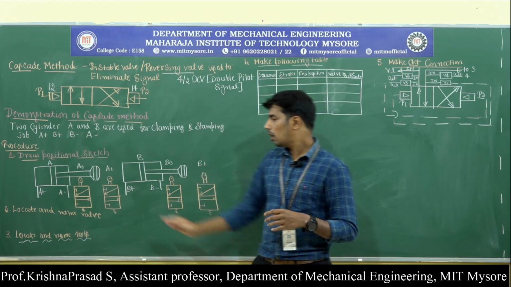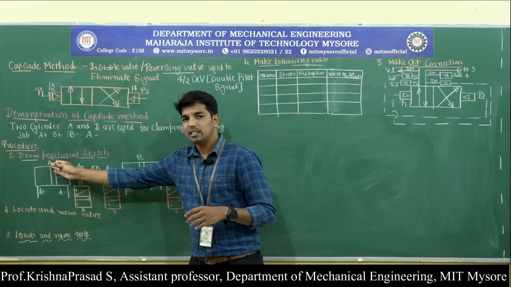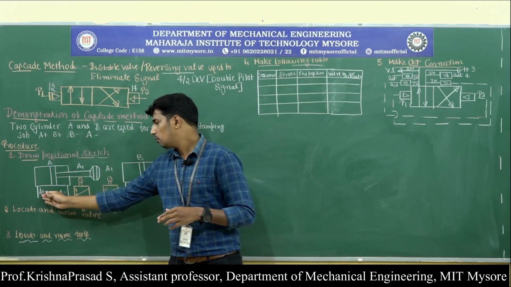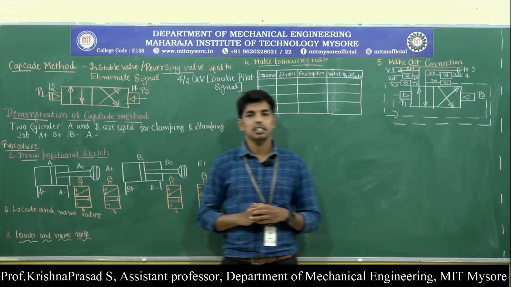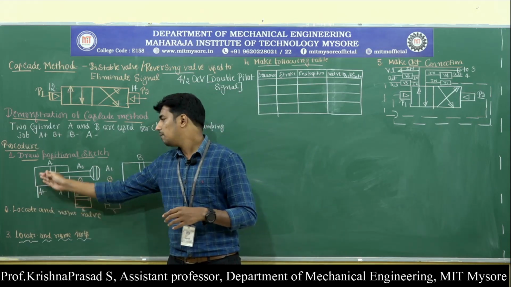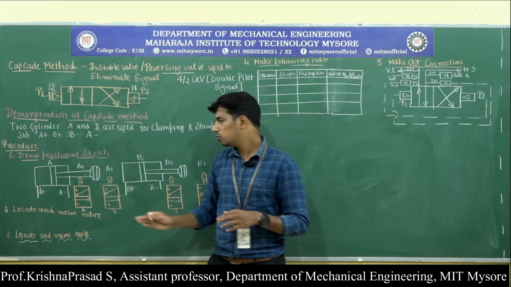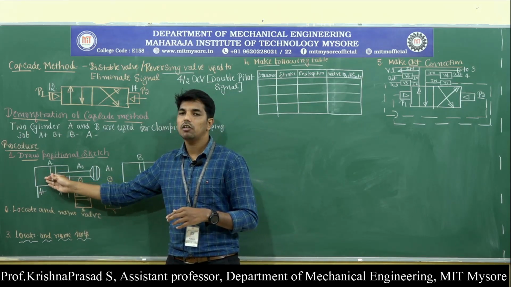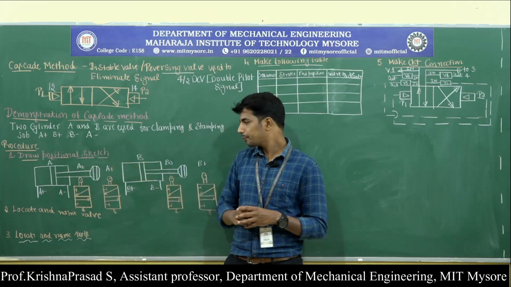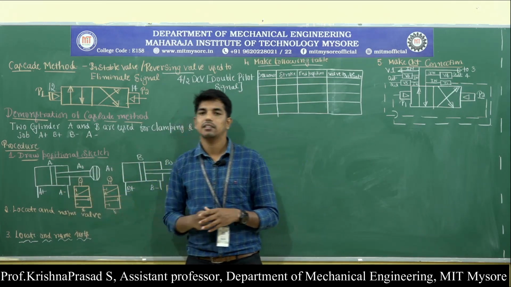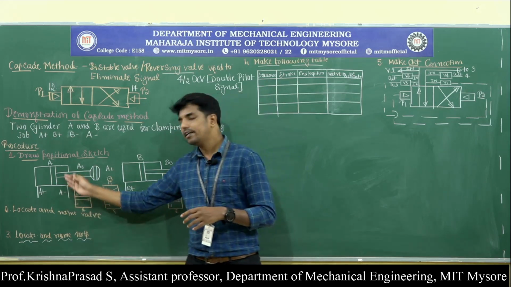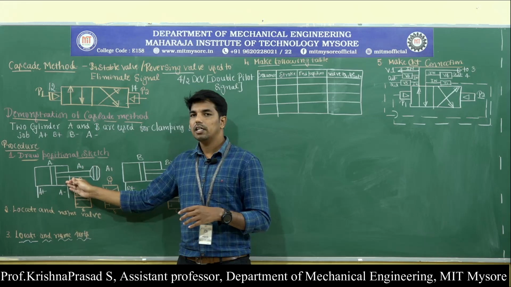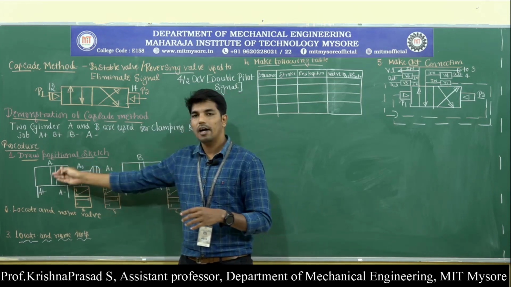Observe here, A represents cylinder A and B represents cylinder B. Then what is the meaning of A plus? A plus represents the blank end of cylinder A, and it allows the supply of air to fill the blank end of the cylinder, and it causes the extension of cylinder A. Then what is meant by A minus? A minus represents the rod end of the cylinder, and this causes supply of air to the rod end of the cylinder and the retraction of cylinder A.